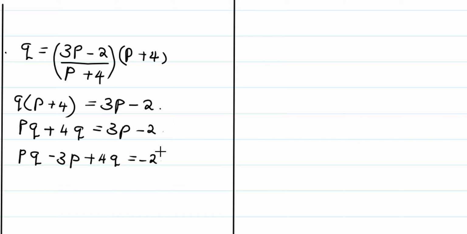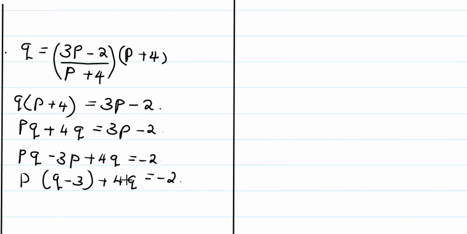Now then, this one here, we have the p, and we have pq minus 3p and then we also have a 4q here. So I can take the p, put it outside the brackets like this. Then if I put p outside the brackets, I will have q remaining, so that p multiplied by q will be p(q minus 3), like that, then plus this 4q here, and then from there is equal to this negative 2 here.